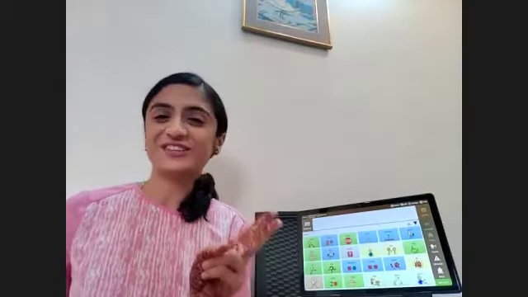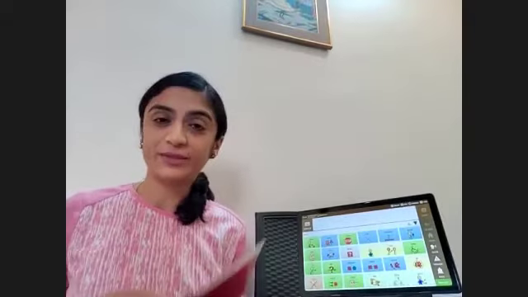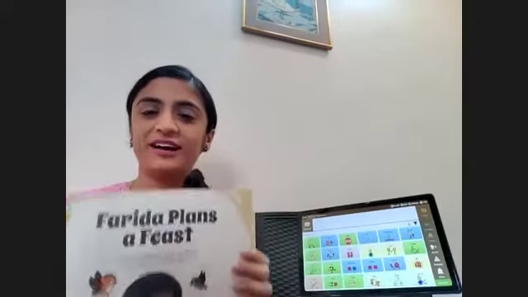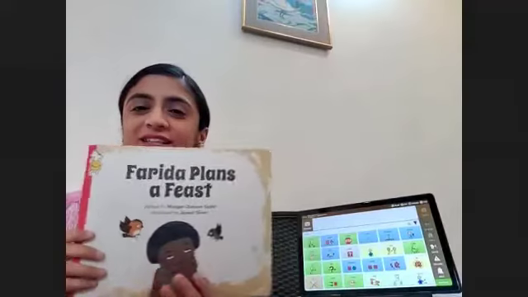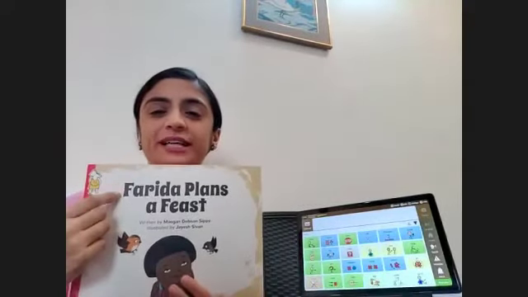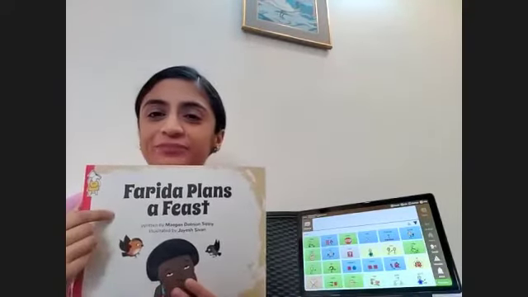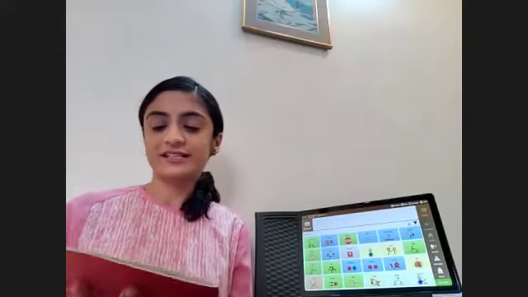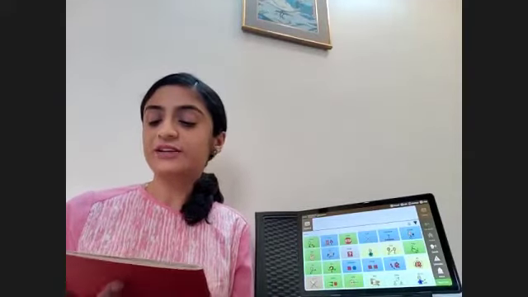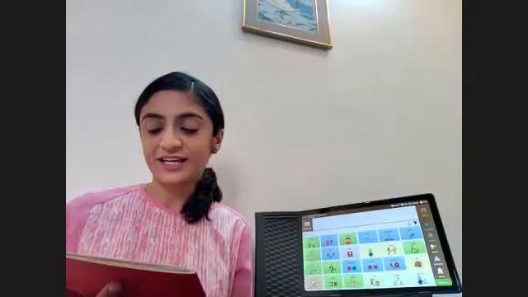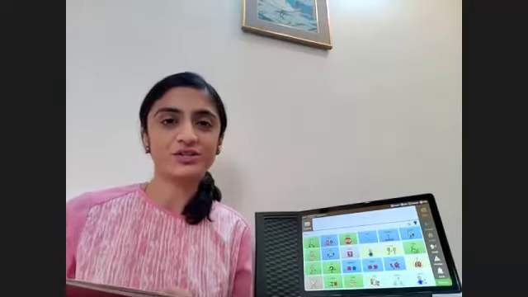Now, before we go on to the second strategy, I just thought I'll talk a little bit about the book. So this book is called Farida Plans a Feast. The author is Megan Dobsey-Sippy, and it's illustrated by Jayesh Sivan.